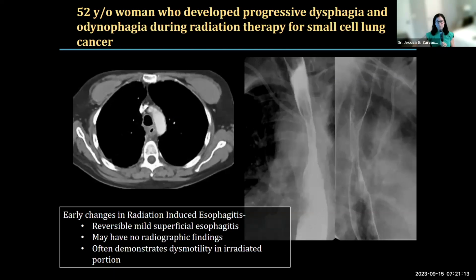So early changes when we have radiation-induced esophagitis is we can see more of these superficial irregularities in the mucosa. And there's often also going to be dysmotility in the segment that has been irradiated.